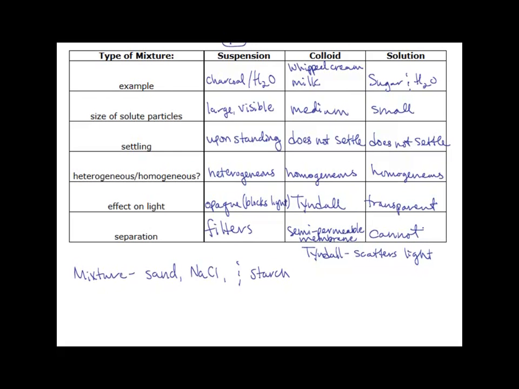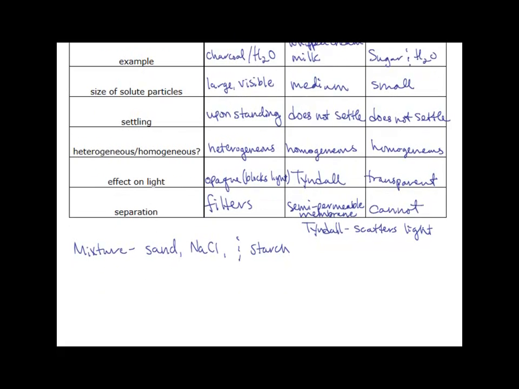So back to our lab mixture. We had sand, sodium chloride, and starch. Sand, is it a suspension, colloid, or solution? Think about our separation scheme. Remember, we filtered it and we were able to trap the sand. So sand is an example of a suspension.